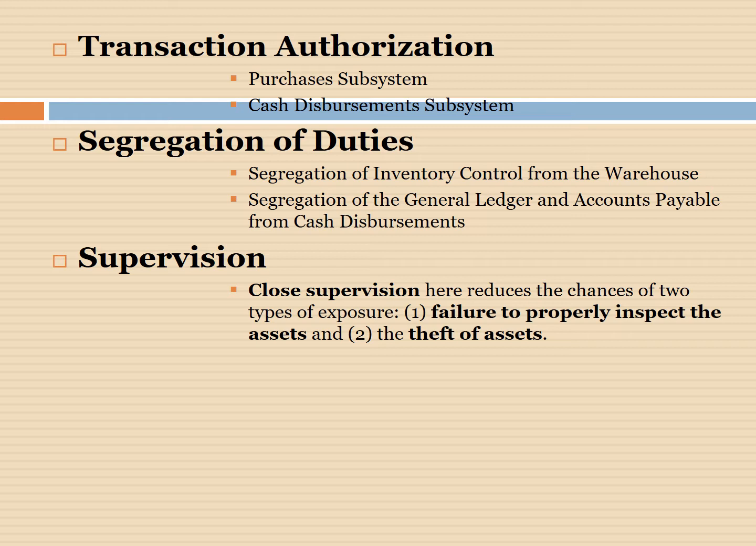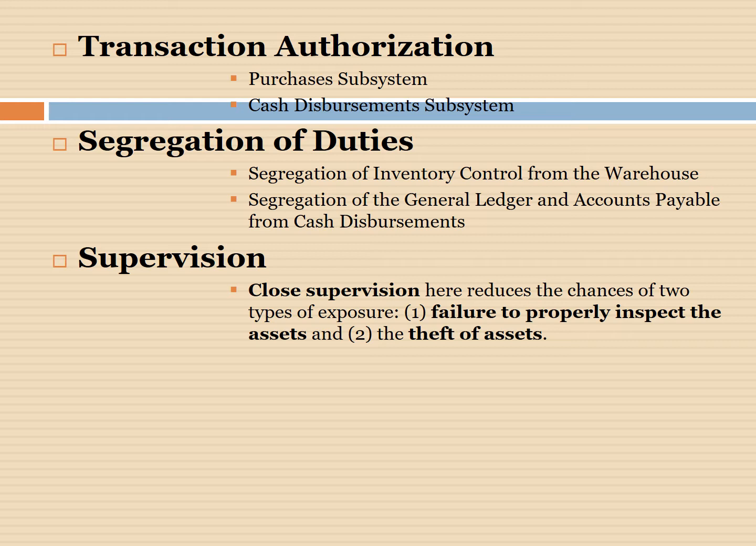Second is the segregation of duties. There are two types. First is the segregation of inventory control from the warehouse. By segregating these two, the firm will have a more concise and accurate record of the assets being released and kept. The second is the segregation of the general ledger and accounts payable from cash disbursements. By separating these functions, exposure to fraud against the firm will be avoided.